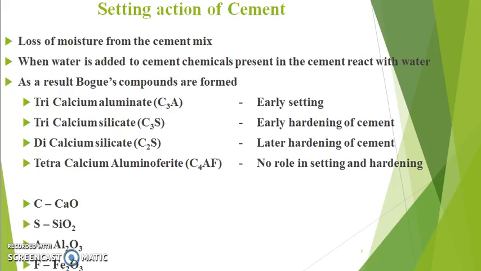Then the setting action. The process of setting means loss of moisture from the cement mix. When water is added to cement, chemicals present react with water and Bogue compounds are formed. The main Bogue compounds are tricalcium aluminate, which is responsible for early setting, tricalcium silicate, responsible for early hardening of cement, dicalcium silicate, responsible for later hardening of cement, and tetracalcium aluminoferrite, which has no role in setting and hardening.